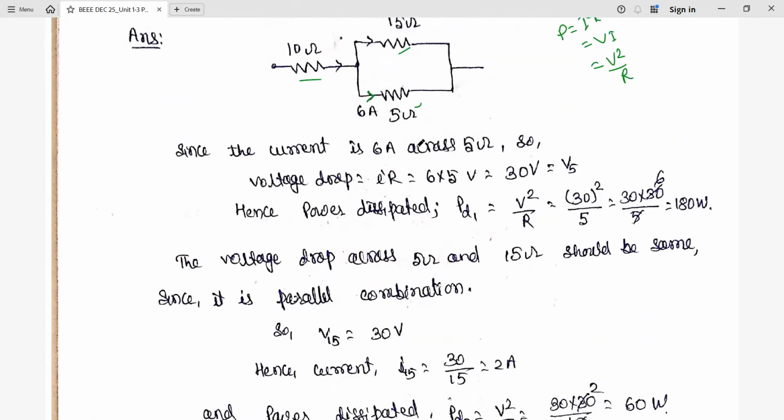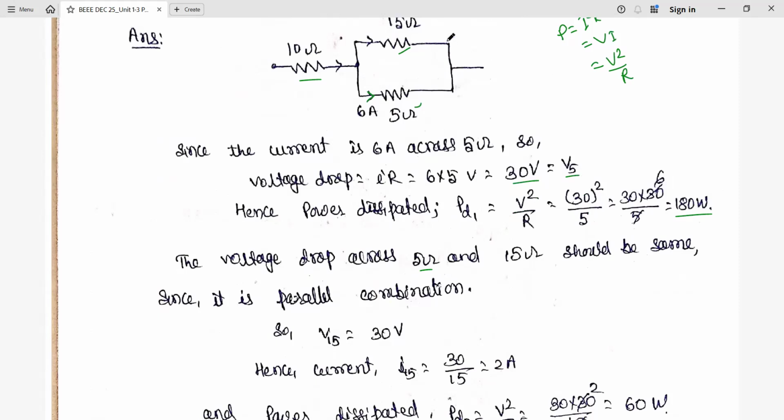So I times R, that is 6 times 5 volt, that is 30 volt. Okay, so this is taken as V5, meaning the voltage drop across the 5 ohm resistance. And the dissipated power, V squared upon R, 30 squared by 5. So finally 30 times 30, we can cancel 5, 6 times 30. We got 180 watt.